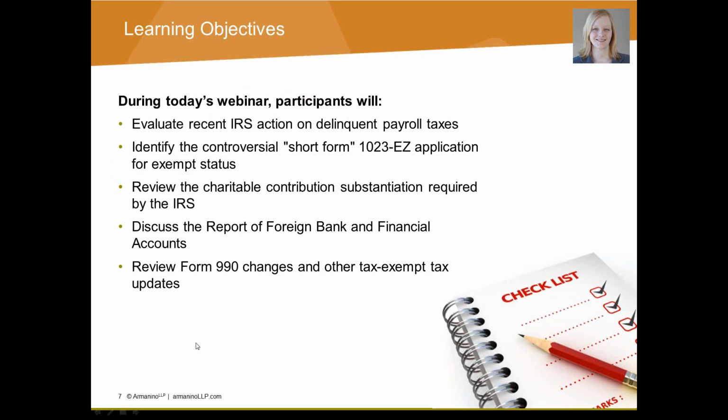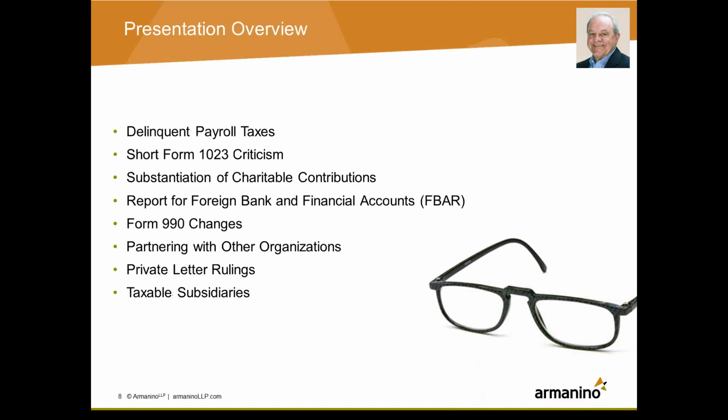And quickly, I'll go over our learning objectives for today. We're planning to evaluate recent IRS action on delinquent payroll taxes. We'll identify the controversial short form 1023EZ application for exempt status. We'll review the charitable contribution substantiation required by the IRS. We'll discuss the report of foreign bank and financial accounts, and we'll review Form 990 changes and other tax-exempt updates. And with that, I will turn it over to John.